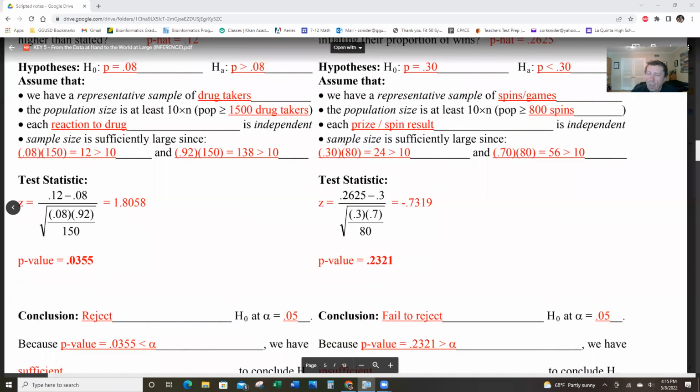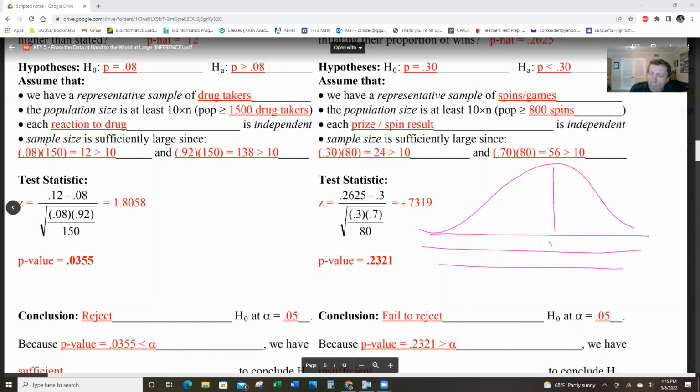So let me go ahead and draw this. Okay. This is preferably how you do this. Okay. So remember the raw score, 0.30. Then it was 21 over 80. Okay, and then this is your standard deviation that goes right there. And the z-score was negative 0.73, and the p-value was 0.2321.